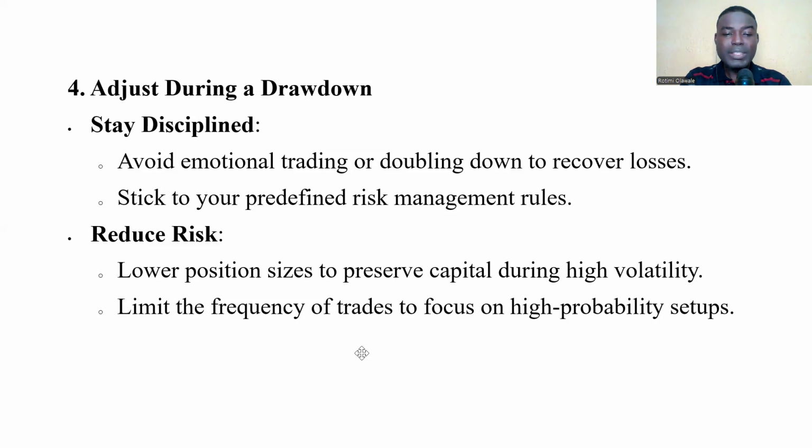Limit the frequency of trades to focus on high probability setups. So the time when your account is under a drawdown is not the time you want to take every random trade that you find, because if that happens, you may end up increasing the drawdown. If you keep having losing trades, then your risk exposure keeps getting higher. So only trade high probability setups in order to reduce your risk.